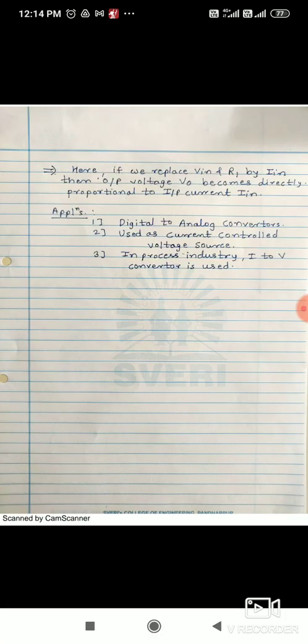At the last we have discussed the applications. In the applications where the I to V converter is used, all those points we have discussed in the previous lecture. So up to this point we have completed in the previous lecture. Now we can start the integrator and differentiator. First we can start from the integrator circuit.